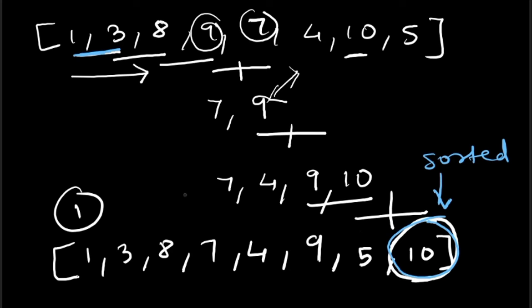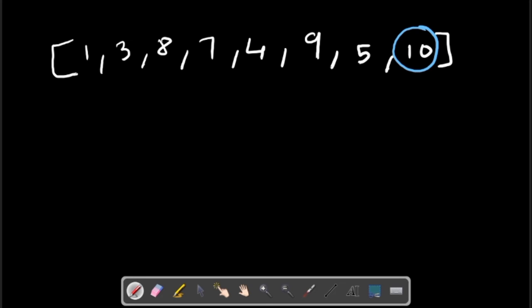Similarly, for the next iteration, 1 and 3 are in the correct position, 3 and 8 correct, 7 and 8 wrong position. So what we have to do, we have to swap. So let's just copy this and do the further steps on the next page. So here 10 was in sorted position. Now we have to do the second iteration.